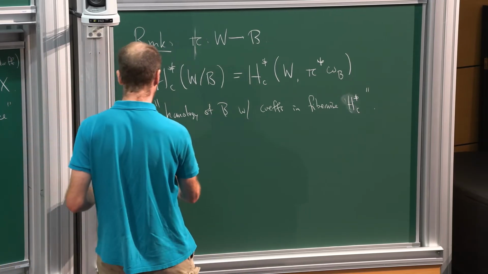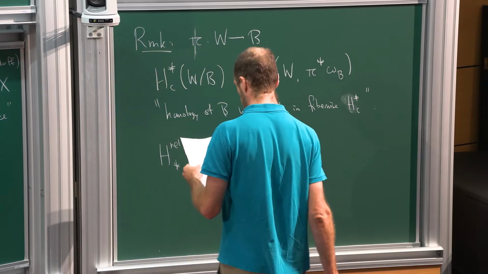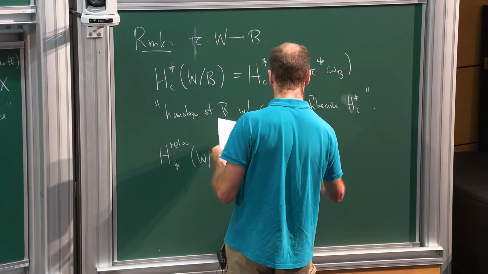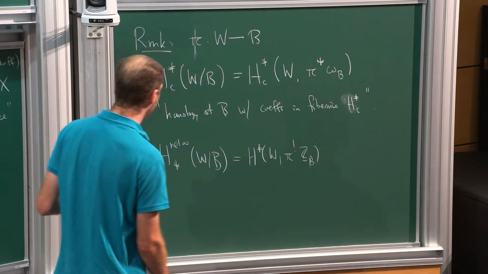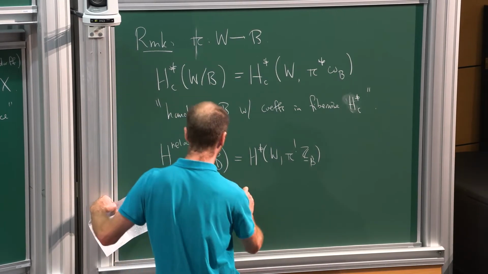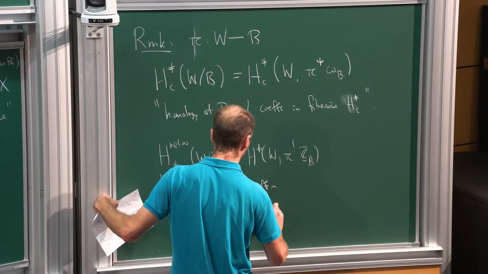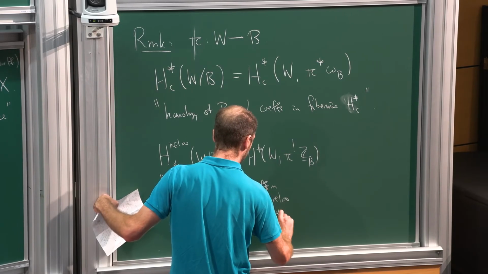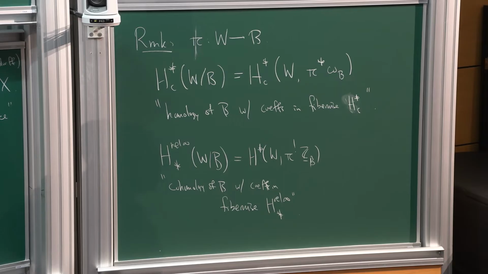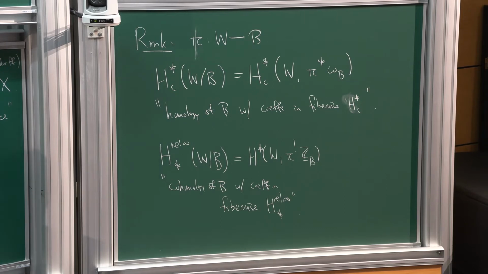And there's a dual version, which would be cohomology of W with coefficients in π upper shriek of the constant sheaf on B, and this is cohomology of B with coefficients in the fiber-wise homology, rel infinity, the Borel-Moore homology, dual of compactly supported cohomology.